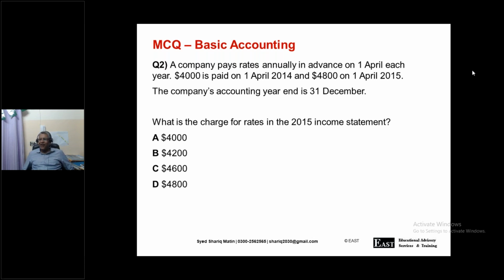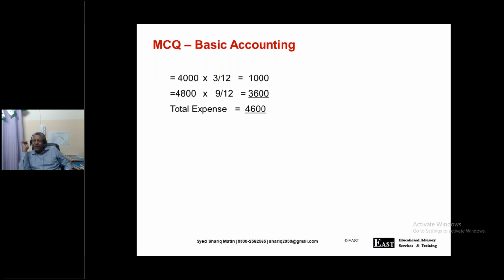I did almost the same thing that Shapar just said. Let's see my answer. That 4,000 is paid for 12 months, right? I divided it by 12 and multiplied by 3. Why multiplied by 3? Because January, February, and March of 2015. You paid on April 1st, 2014, and it will last till March 31st, 2015.